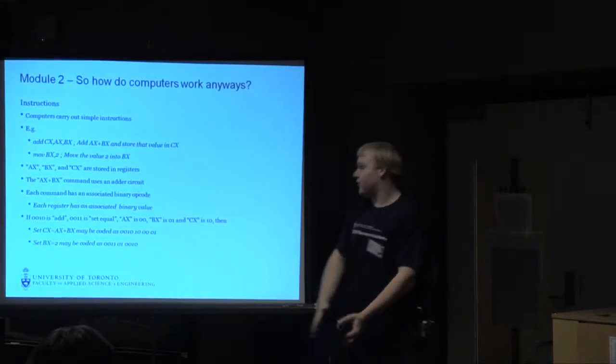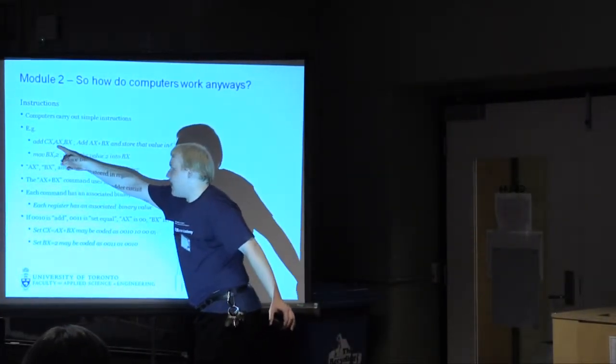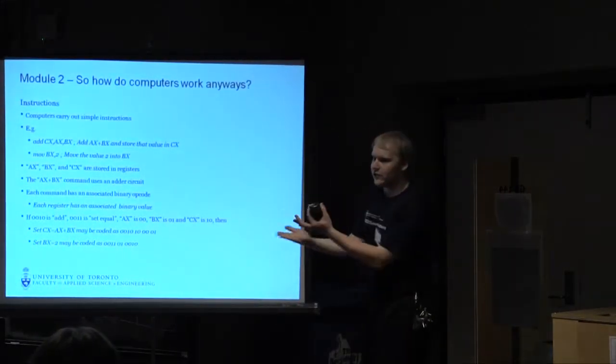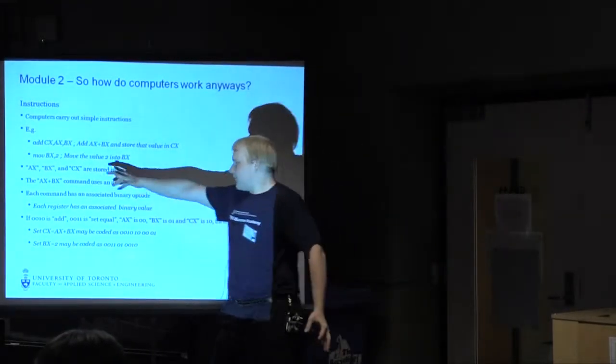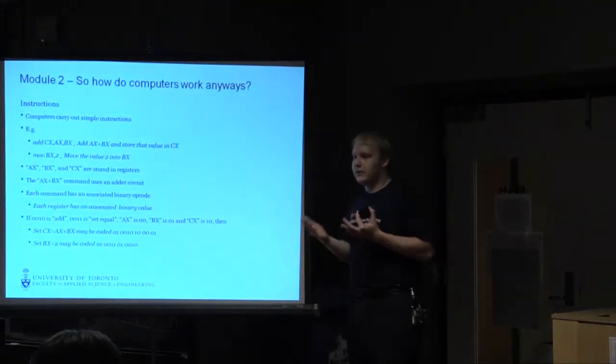Yeah, so a register remembers these three values. So this is saying add AX plus BX stored in CX, right? And we use our adder circuit to do that adding, and the registers to store. Move BX to 2 just changes the value of the register to 2, right? Those are basic computer commands.